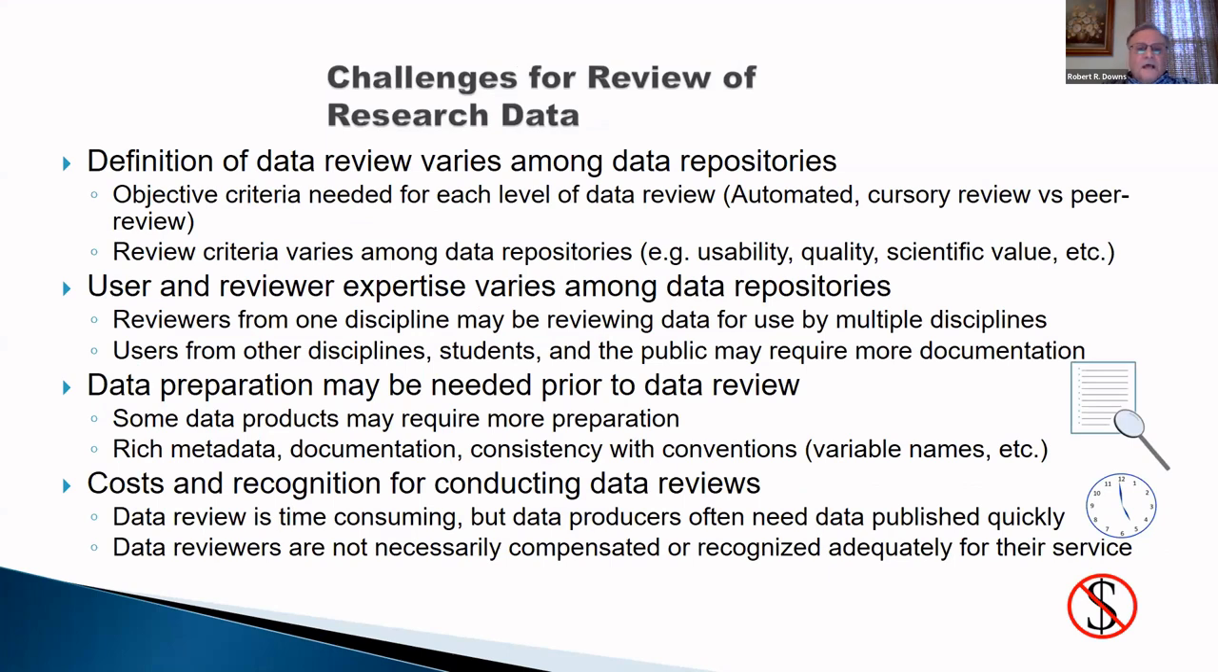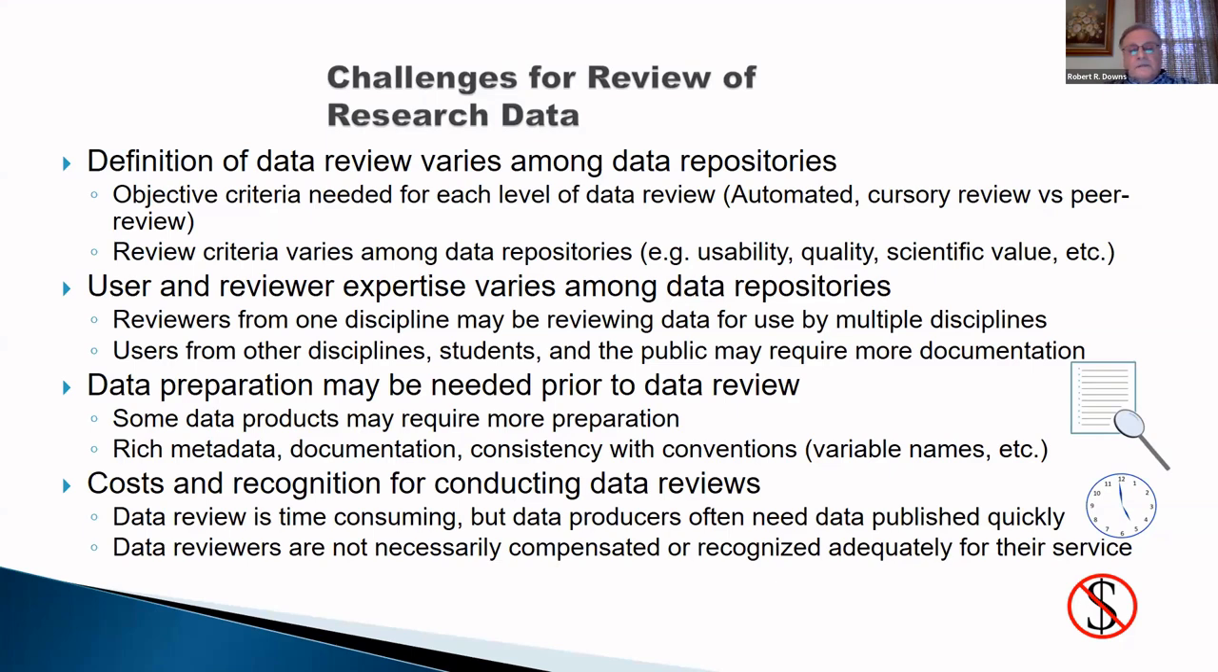But there are many challenges associated with the review of research data. And often when people talk about data review, we're not all saying the same thing. So people could be talking about automated reviews or cursory reviews that are taking place, or they could be talking about peer review, which would be from external or independent reviewers. And the review criteria also varies.